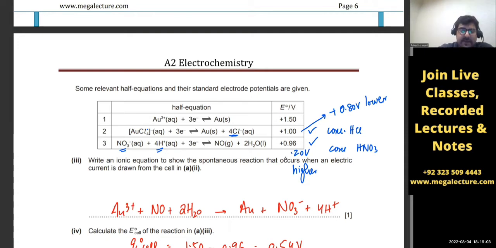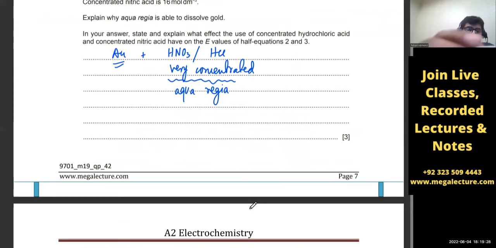But when you use concentrated HCl, the equilibrium shifted backwards and the potential became lower. And when you use concentrated nitric acid, the equilibrium shifted forward and the potential increased. So the lower one actually became the higher one, and the higher one actually became the lower one, which is why the reaction was able to happen. So that's what you're going to explain.